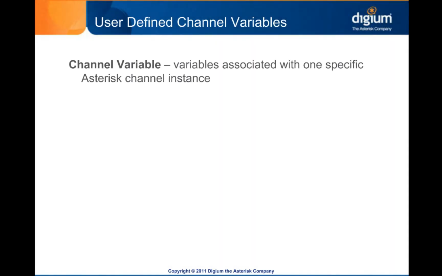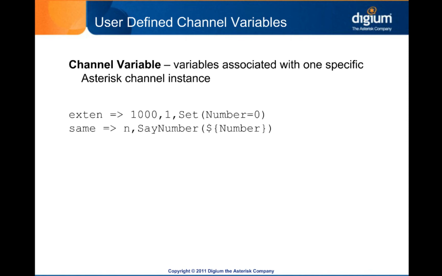Channel variables are variables associated with one specific Asterisk channel instance. Remember that a channel is one leg of a bridged call. Channel variables exist for the lifetime of the channel and then go away when the channel is hung up or destroyed. Channel variables may be assigned values in one of three ways. First, channel variables can be assigned a value using the Set application. You can pass variable name equals variable value as an argument to the Set application.